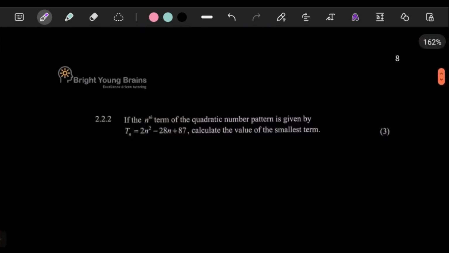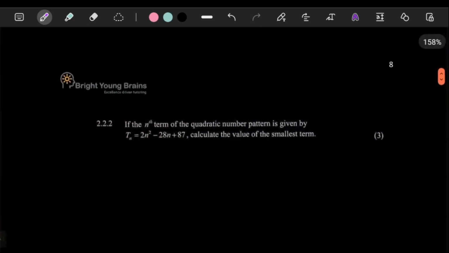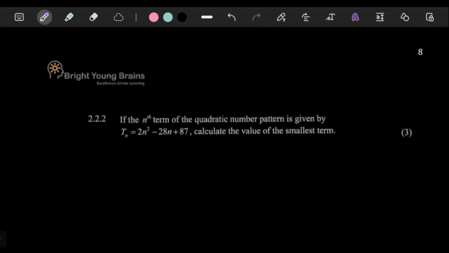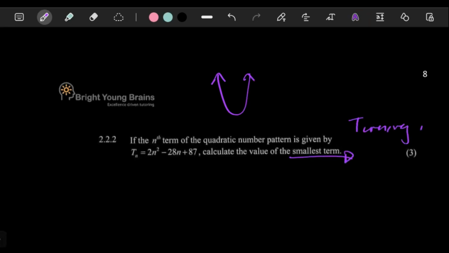So moving on, you have 2.2.2, right? What does 2.2.2 say? It says, if the nth term of the quadratic number pattern is given by this equation, calculate the value of the smallest term. So this is a quadratic number pattern, which means it is drawing a smiling parabola. So when they ask for the smallest term, you are basically asked for the turning point. That's how you must view it.